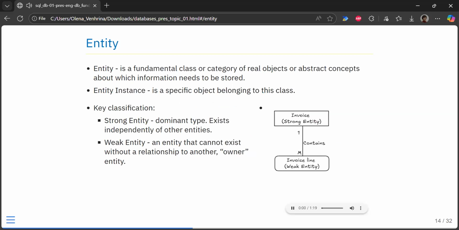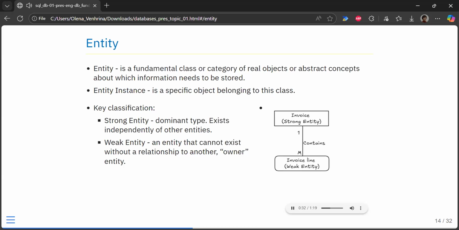So, starting the review of the first component of the conceptual model, the entity. What is it? It is simply a class of objects or concepts about which we want to collect information. These can be physical objects like student or car, or abstract concepts like course or project. If student is an entity, i.e. a class, then specific student Serii Bondarenko is an instance of this entity. But the main question we must ask during modeling: can this object exist independently?